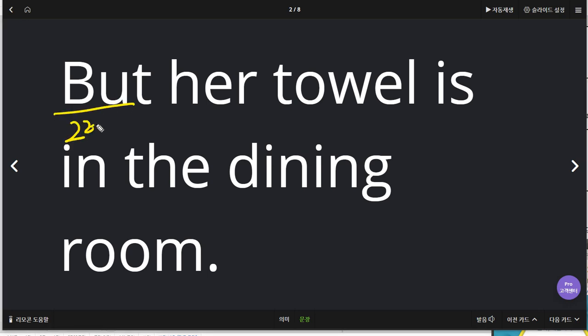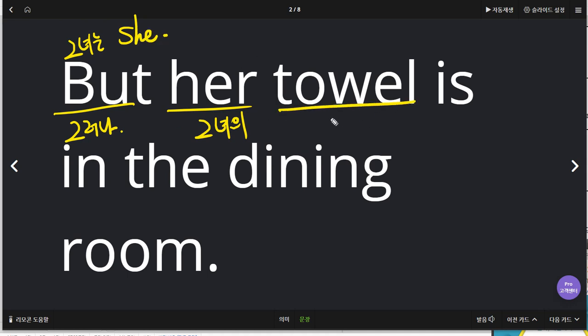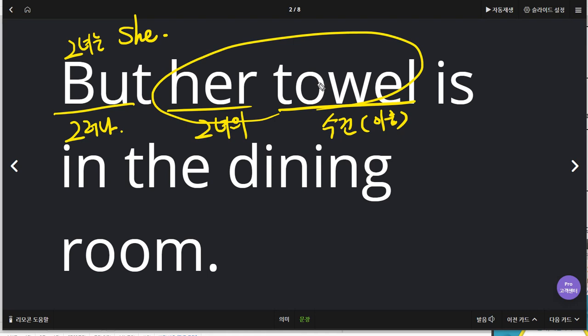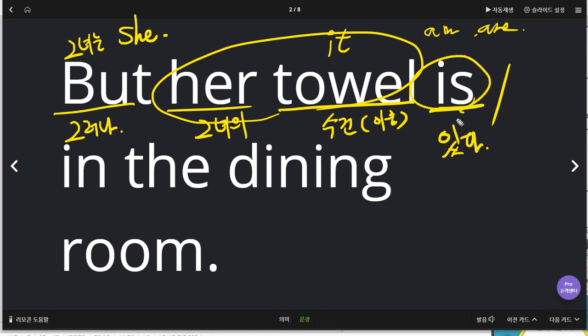Okay, but의 뜻은? 그러나. 그녀의는 her죠. 그녀는 she고, 그녀의는 her죠. Towel은 수건, 이름씨네요. Her towel 몇 개예요? 한 개죠. 한 개니까 it이죠. It is. But it is in the dining room. 그러나 그것, 그녀의 수건은. is의 뜻은 여기서는 있다죠. It am, it are, it is 중에 어디가 어울려요? It is가 어울리죠. But her towel is in the dining room.